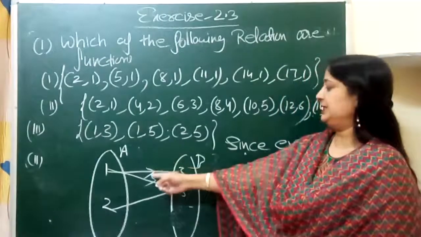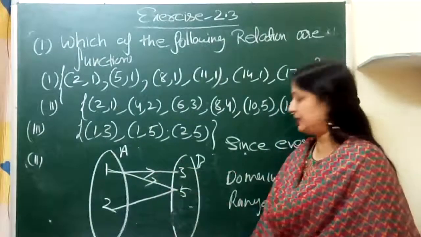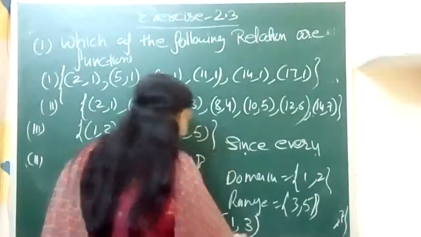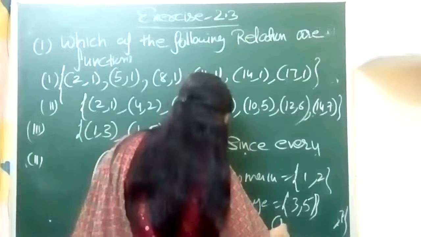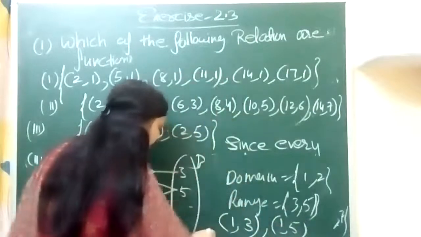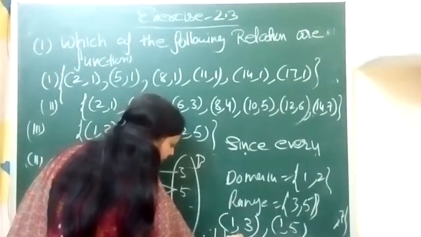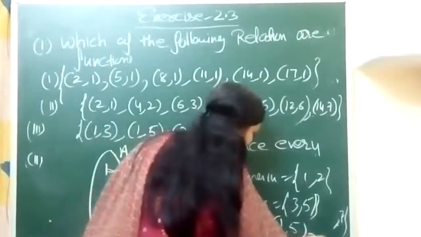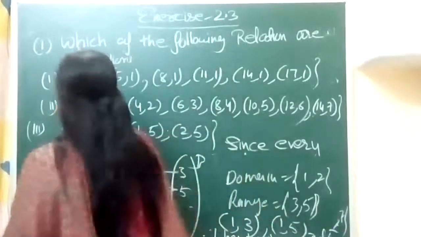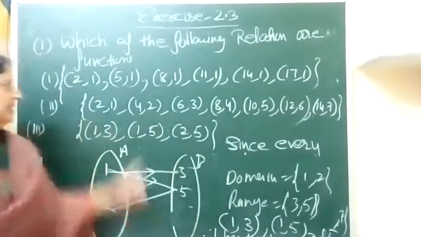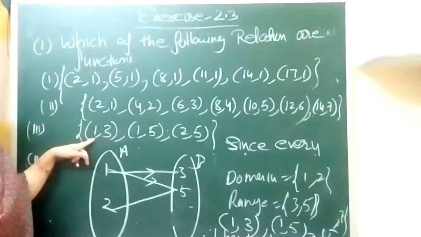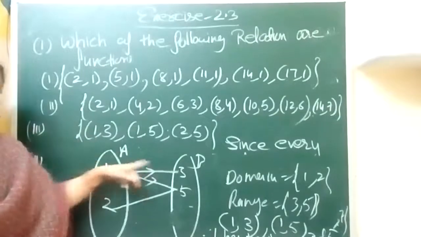1 has 2 images, 1, 3 and 1, 5. Therefore, 1 has 2 images, that is 3 and 5. Therefore, third case is not a function. These two are functions, but third one is not a function because 1 has 2 images, that is 3 and 5. It is repeated, so it is not a function.